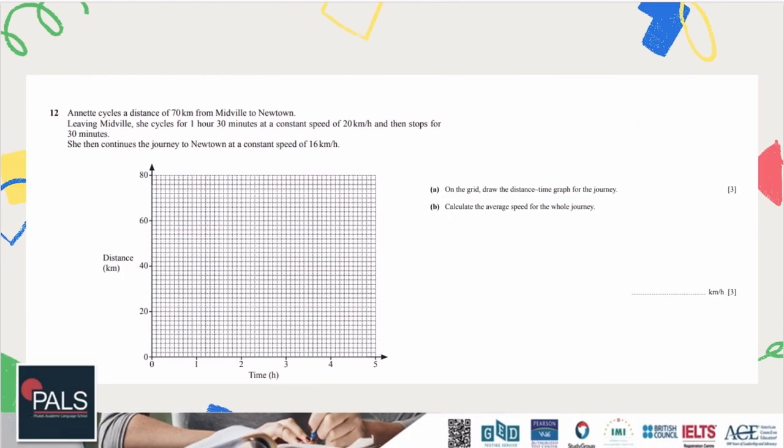Okay, so next number 12. She cycles a distance of 70 kilometers from Midfield to Newtown. Leaving Midfield, she cycled for 1 hour 30 minutes at a constant speed of 20 kilometers per hour. So the total distance is 70. Right? The total distance is 70 kilometers.